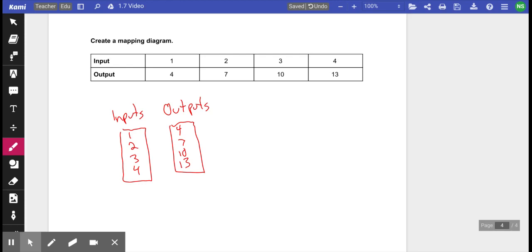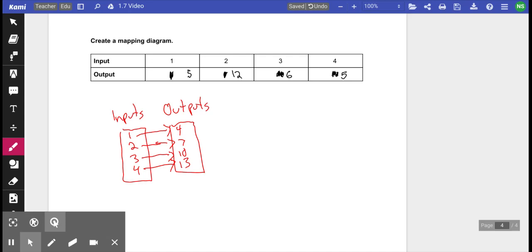Now I'm just going to draw arrows going from the correct input to the correct output. So the input of 1 gives an output of 4. 2 gets us 7, 3 gets us 10, 4 gets us 13.